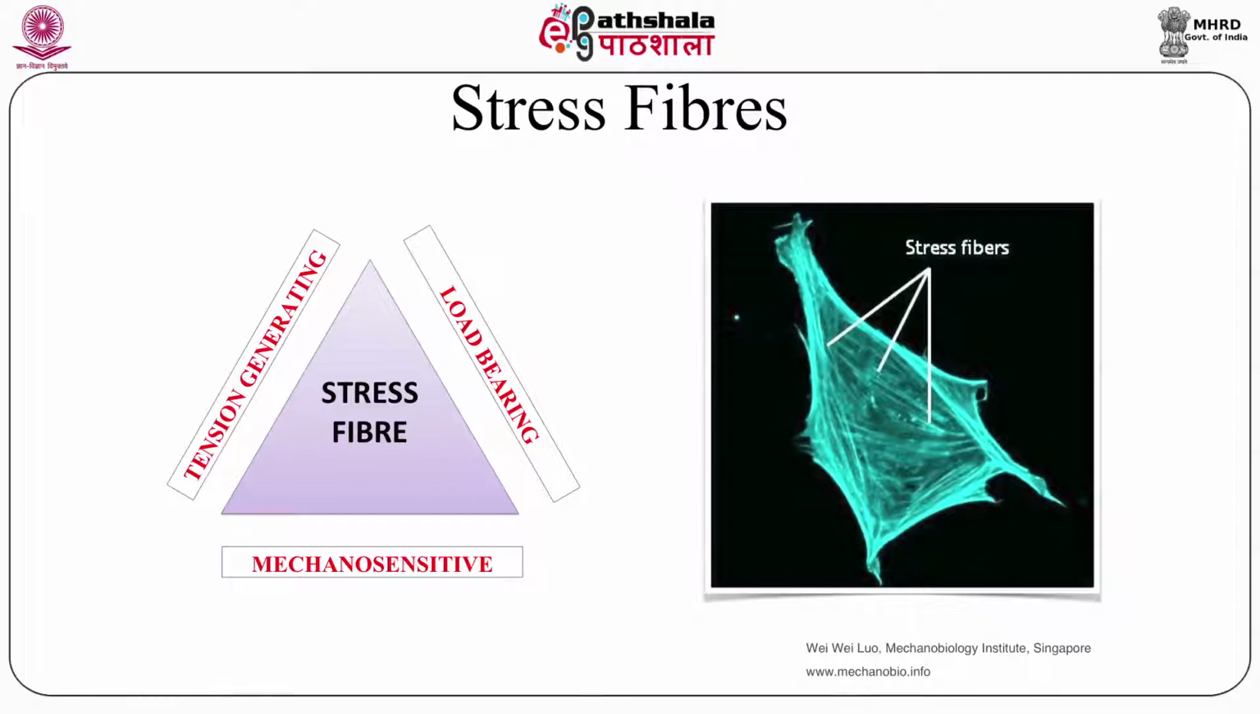Shown here is a mouse embryonic fibroblast which is labeled with F-actin. The cell is imaged using confocal microscopy at 60x magnification, and the false color cyan is used for ease of interpretation. You can appreciate microfilaments crossing the body of the cell and also present at the peripheral protrusions. These microfilaments are called stress fibers. So, stress fibers are basically tension generating, load bearing and mechanosensitive structures.